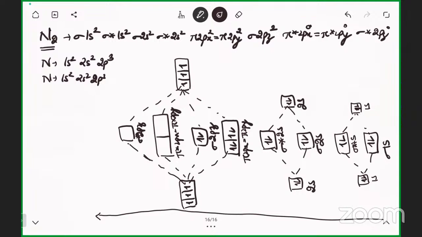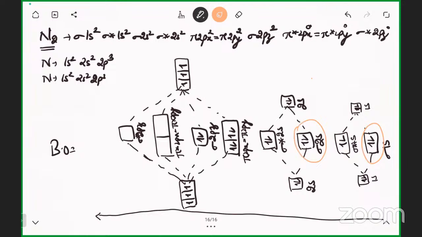Now in this case, just calculate the bond order. 3, sir. Bond order will be 3. See, for calculating the bond order, number of bonding electrons are 10. Let me check. 2, 4, 5, 6, 7, 8, 9, 10. 10 only, sir. I think it's 10. And 4, you can see anti-bonding.